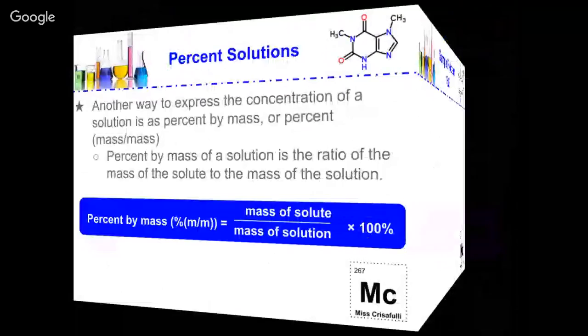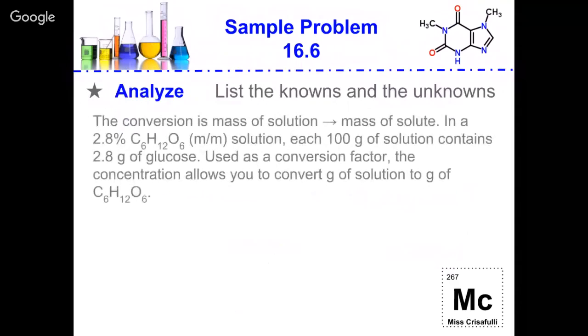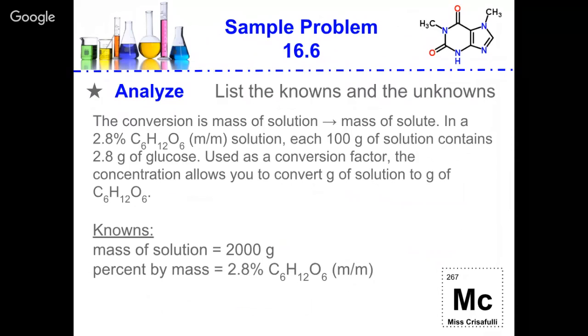So we want to know how many grams of glucose are needed to make 2,000 grams of a 2.8% glucose solution. So how are we going to do this? We're going to need to convert the mass of the solution to mass of solute, and we know that it has to be a 2.8% solution. And so we know that we have a mass of 2,000 grams for our solution. We know that the percent is 2.8. And so we need to know how many grams of the glucose we're going to need.